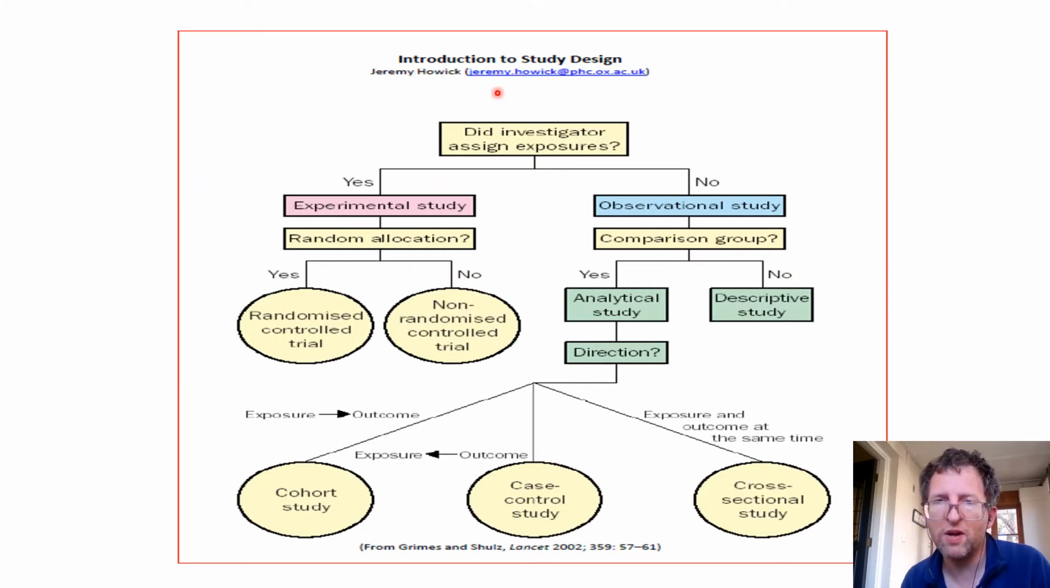So I hope you appreciate this one. Again, there's no intervention. There's investigators not assigning any exposures. It's an observational study. There is a comparison group. It's analytical. So in this case, we are selecting patients based on their diagnosis of mesothelioma and a bunch of controls who don't have mesothelioma. So in other words, we're selecting them on the basis of their outcome, and we're going back in time then to see whether they had asbestos exposure or not. So all case control studies are retrospective by virtue of that.